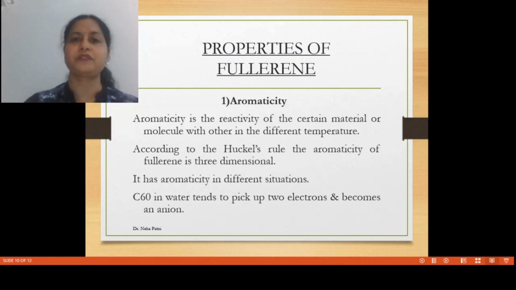So going to the properties of fullerene, the first one, definitely it is aromatic. So when it is aromatic, obviously it has to follow Huckel's rule. So I hope you remember what Huckel's rule was. It was the 4n plus 2 pi electron rule. So it does follow that pattern, and that is how it is aromatic in nature. And that is how it has resonance also.